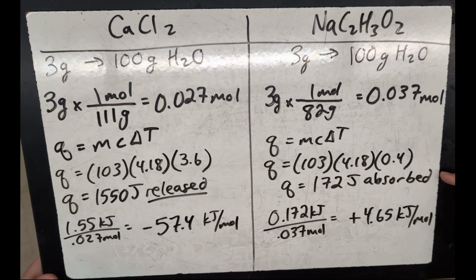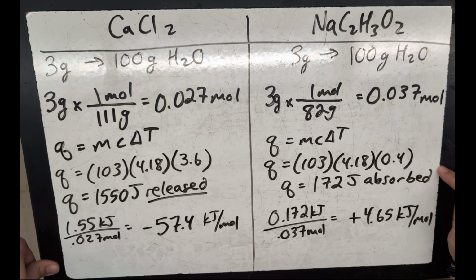I always like to tell students to think about the thermometer. If the thermometer is picking up an increase in temperature, that means heat must be going to the thermometer for it to read that change. Same thing if the thermometer is reading a decrease in temperature, heat must be leaving where the thermometer is and going into the system. So the calcium chloride was exothermic when it dissolved, and the sodium acetate was endothermic when it dissolved.